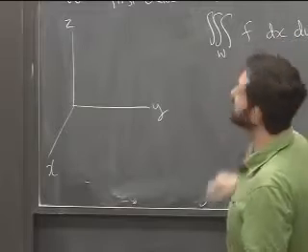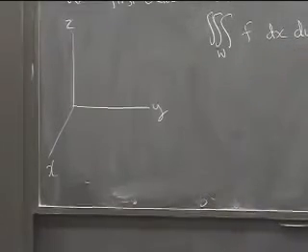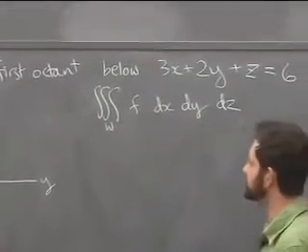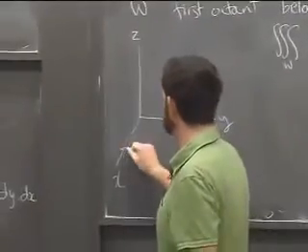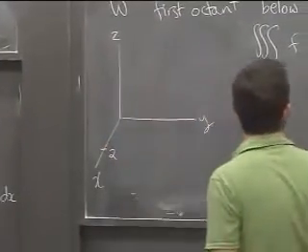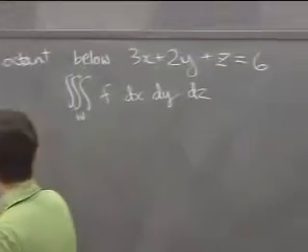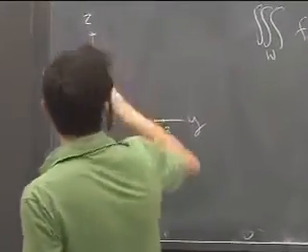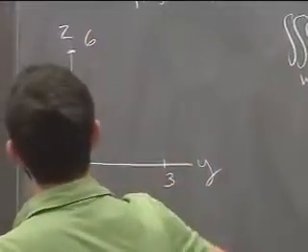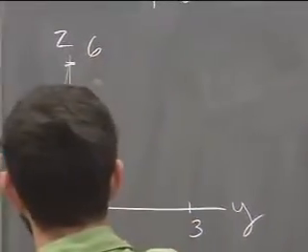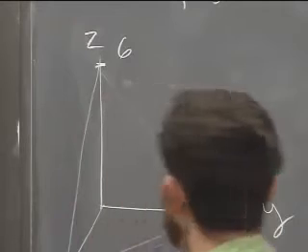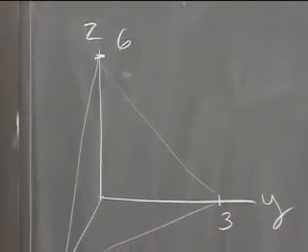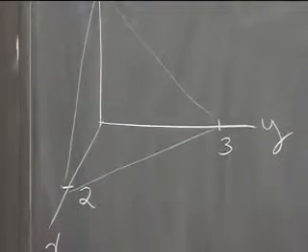So we don't need anything else. Now, what's the x-intercept? Set y and z to be 0, and x equals 2. How about the y-intercept? 2y equals 6, y is 3. And the z-intercept? Set x and y to be 0, so z is 6. So there it is. The region is some sort of pyramid.